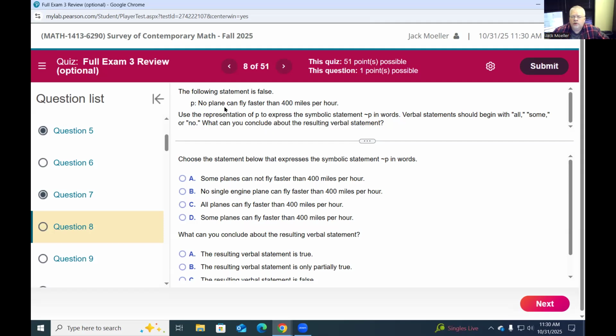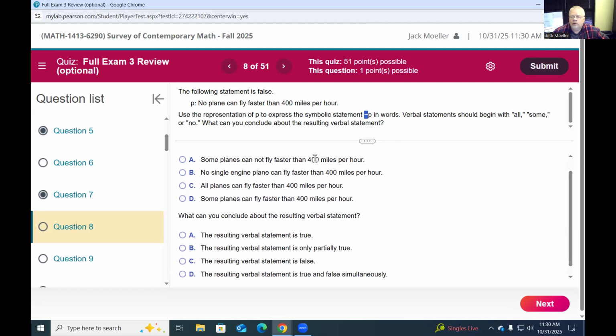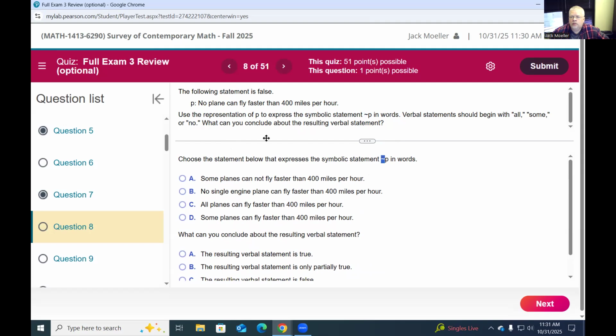All right, so here's a good example of this. So no plane can fly faster than 400 miles per hour. Okay, so we want tilde P, and this is where you have to know your symbols. That tilde means not P. So choose the statement below that expresses not P in words. Well, the negation of that to me would be some. So some planes can fly faster than 400 miles per hour, so that would be D.